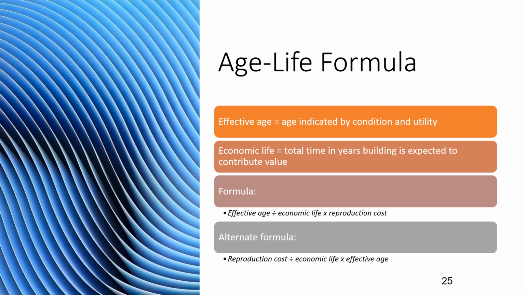The age-life formula. Effective age equals the age indicated by condition and utility. Economic life equals the total time in years that a building is expected to contribute value. And your formula is effective age divided by economic life times reproduction cost, or you can do reproduction cost divided by economic life times effective age.